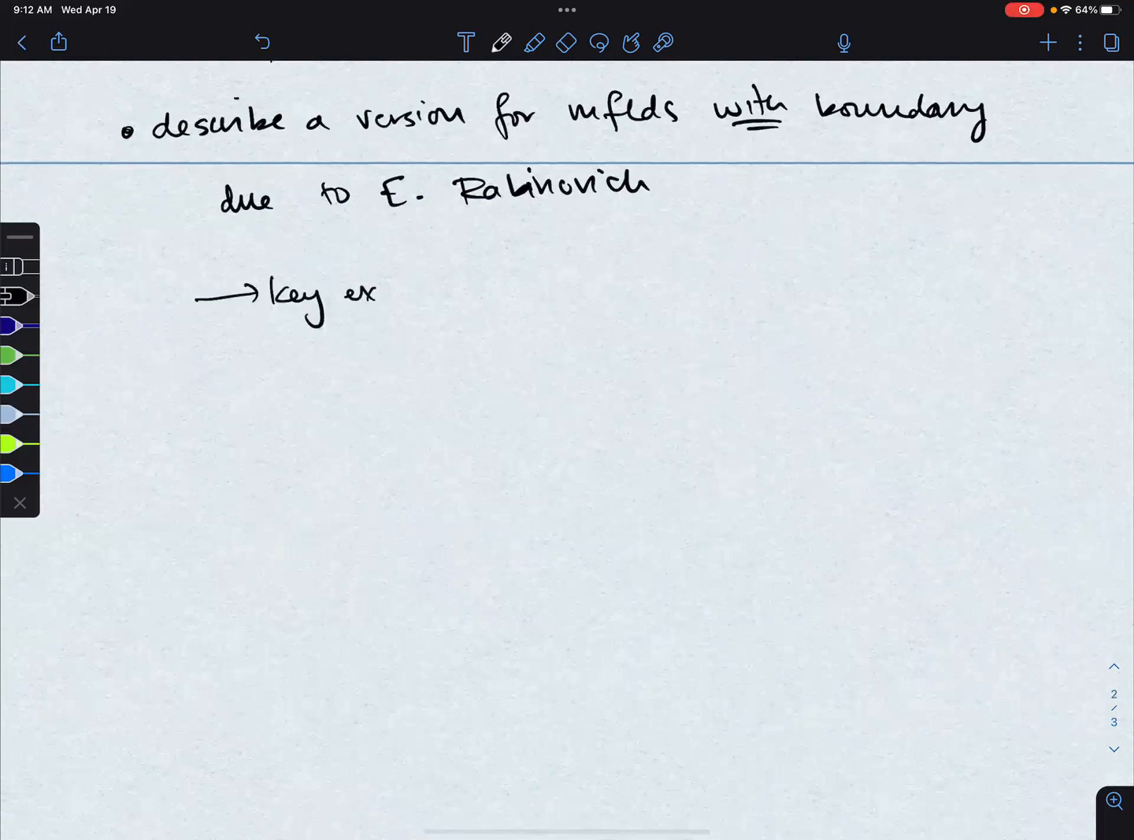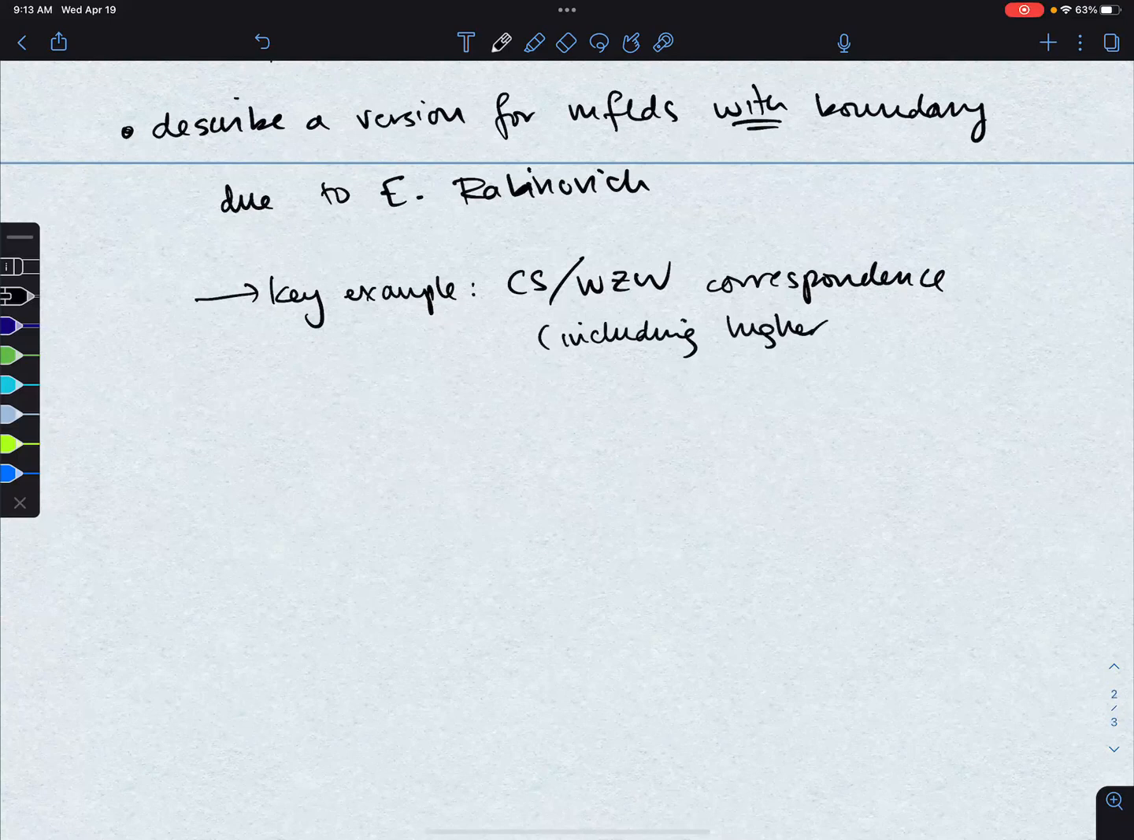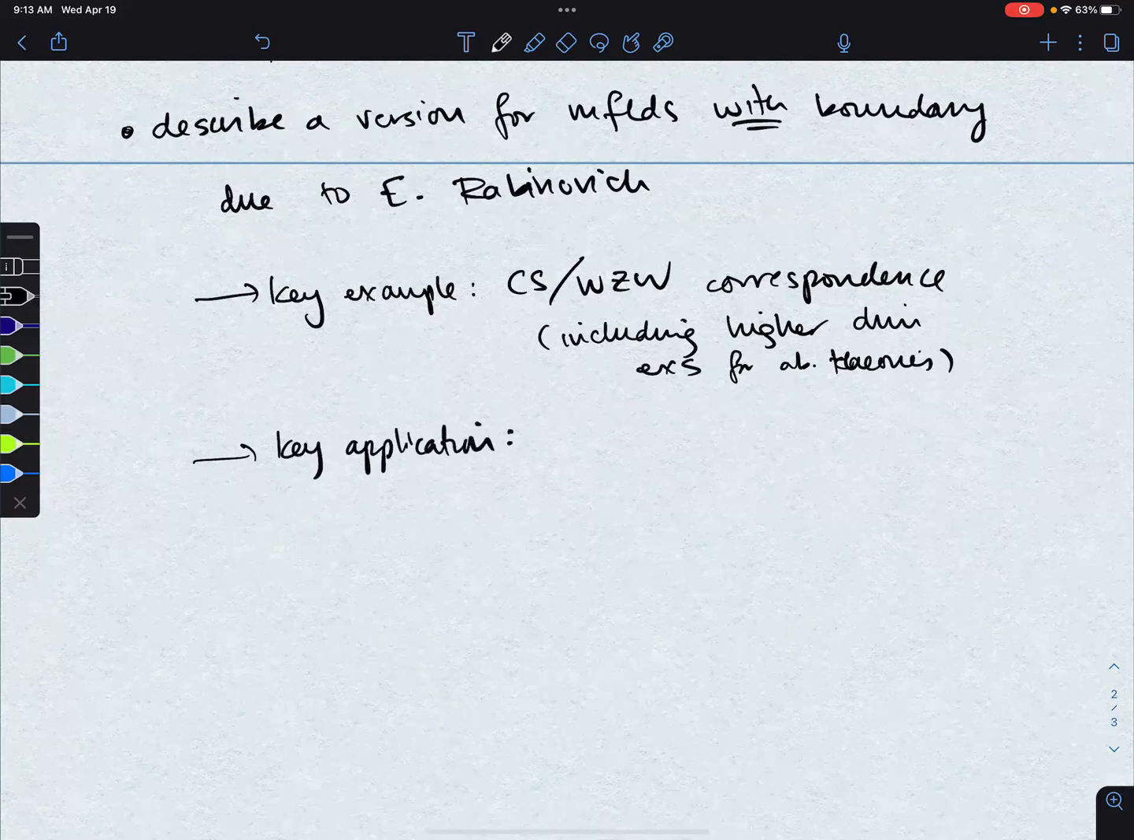A key example is a version of the Chern-Simons WZW correspondence, which is formulated in terms of factorization algebras. There are also some higher dimensional examples for the abelian case, for abelian theories. Another key application is work in progress. This is a version of this for abelian Chern-Simons and U1 currents, or abelian chiral currents, work done with Brian Williams and Eugene Rabinovich. Doing the non-abelian version carefully is work in progress at the moment.